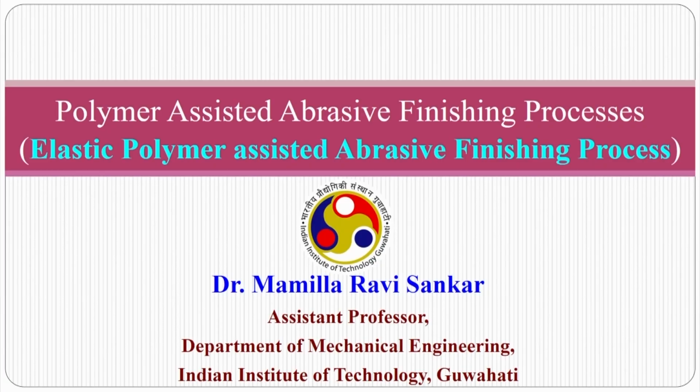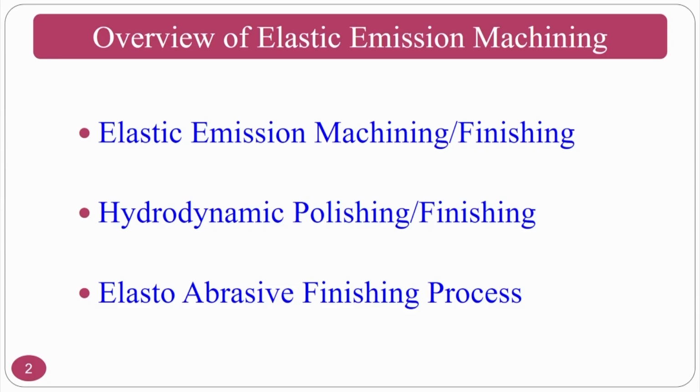Welcome to the class, and now we are going to deal with elastic polymer assisted abrasive finishing processes as a part of polymer assisted abrasive finishing course. Okay, so this comprises three processes: elastic emission machining or elastic emission finishing, hydrodynamic polishing or hydrodynamic finishing, and elasto abrasive finishing process. First, we go with elastic emission machining, which is a non-contact type. Later on, we will see the contact type, that is hydrodynamic polishing as well as elasto-abrasive finishing process.